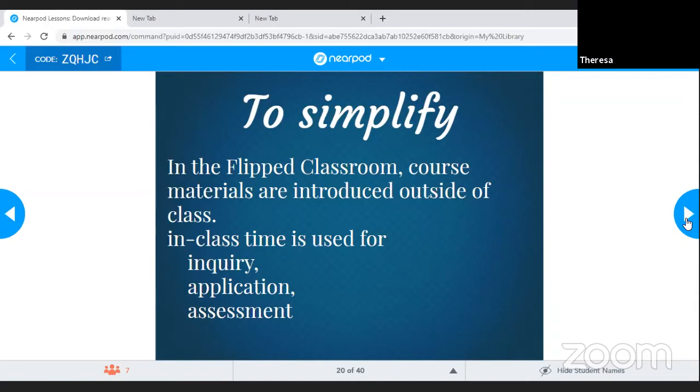When you do have class time, the class time now will be used for inquiry if there is something that the kid does not understand, for application if there is content that you would like them to apply, and then also for the purposes of assessment, which is as important a part of our curriculum as delivery of content.